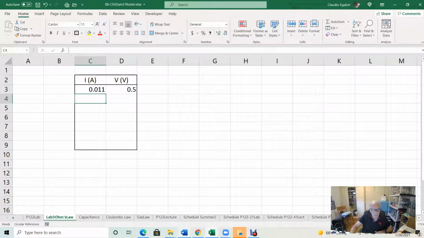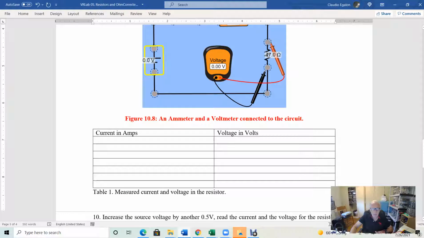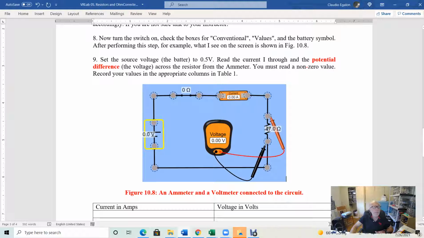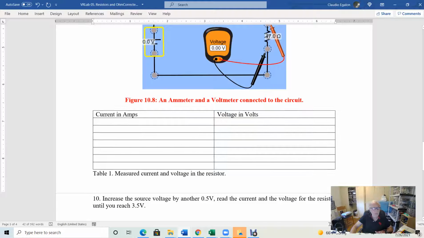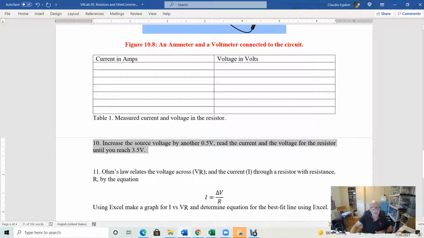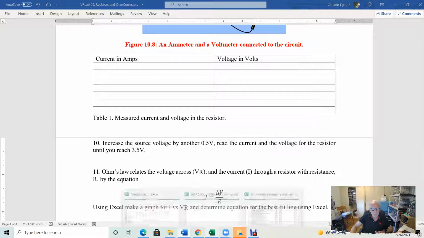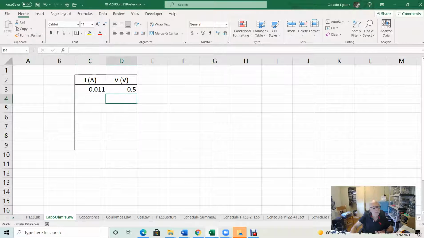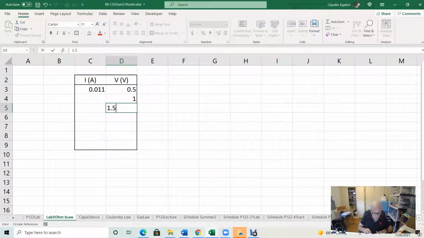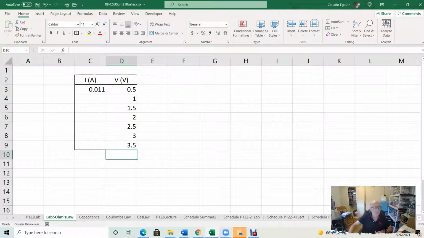Now, what else? What voltage does he want us to increase? He didn't say, right? Set the voltage of the battery to the half volt, and across the resistor, record your values in the appropriate columns. He didn't say what values. Oh, yeah, he said here, increase the voltage by another half volt until you reach 3.5. Here you go. Let's go. No, wait a minute. 1, 1.5, 2, 2.5, 3, 3.5. This way.